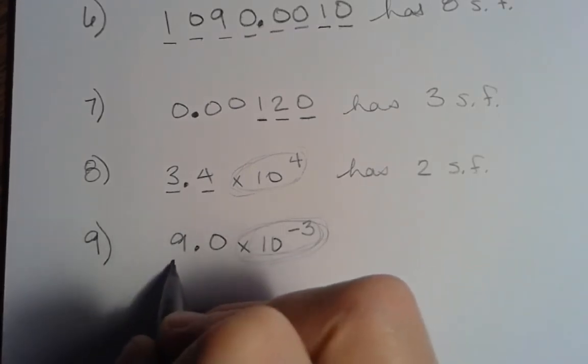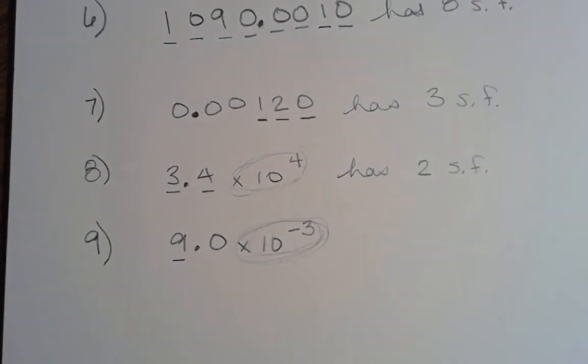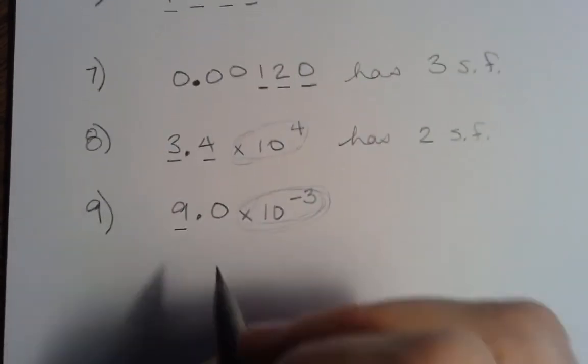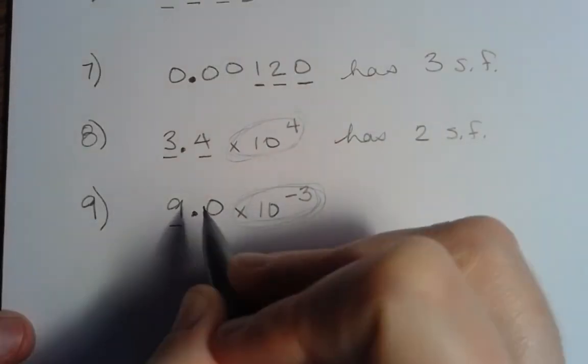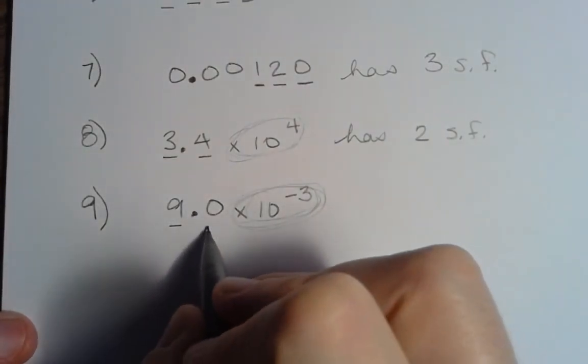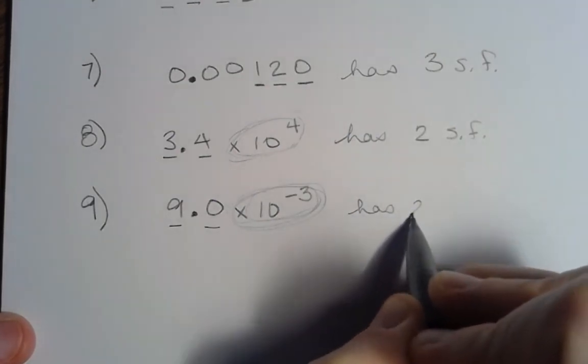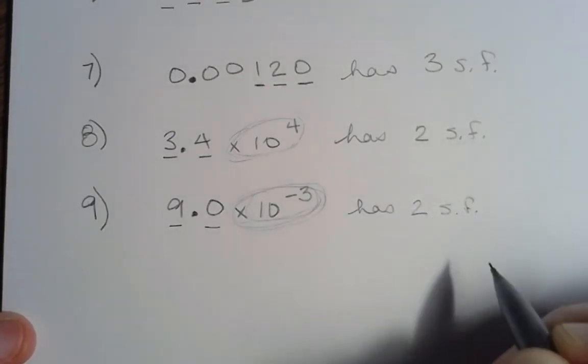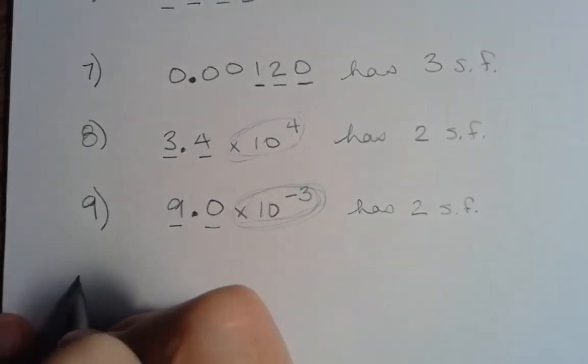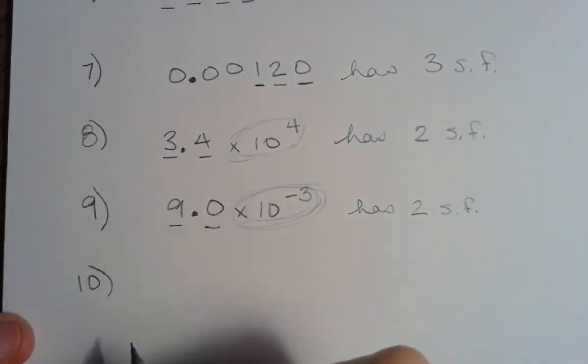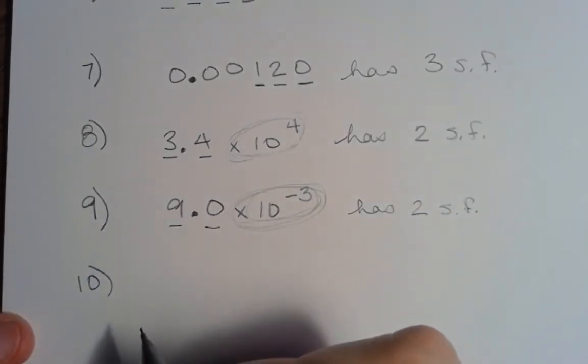You know your 9 is significant. You have a 0, you have to deal with your 0. It is an ending 0 because it is after the 9, and there is a decimal, so therefore it is significant. This number has 2 significant figures. Last one on this video, I'll make a part 2 later.